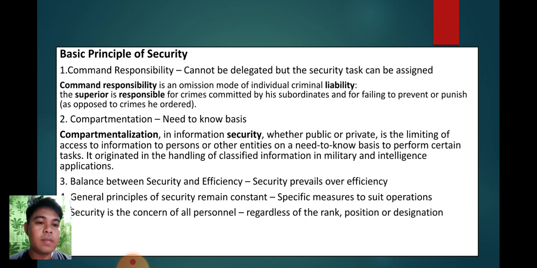Balance between security and efficiency. As I said earlier, yung security mas mahalaga siya kaysa sa efficiency. General principle of security remain constant, tuloy-tuloy. Security is concern of all personnel. So you yourself must be concerned about your security also.